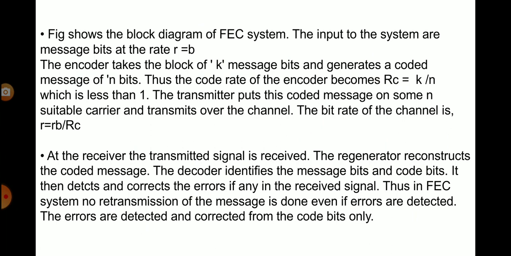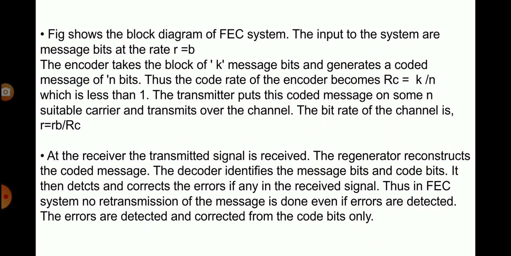The input to the system is message bits at the rate R equal to Rb. The encoder takes a block of k message bits and generates a coded message of n bits. Thus, the code rate of the encoder becomes Rc equal to k by n, which is less than 1. The transmitter puts this encoded message on some suitable carrier and transmits it over the channel. The bit rate of the channel R equals Rb divided by Rc.